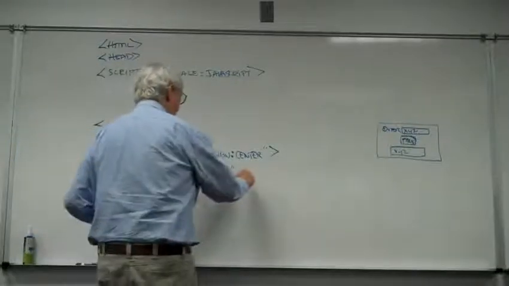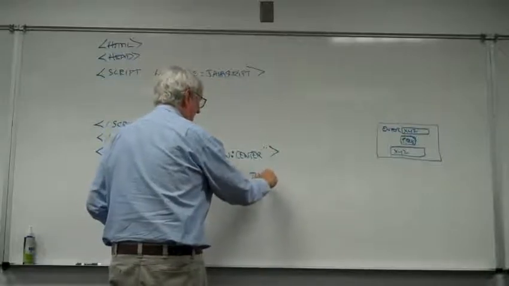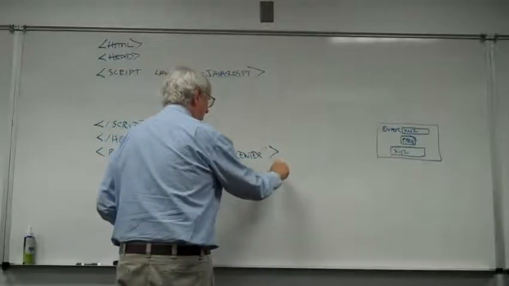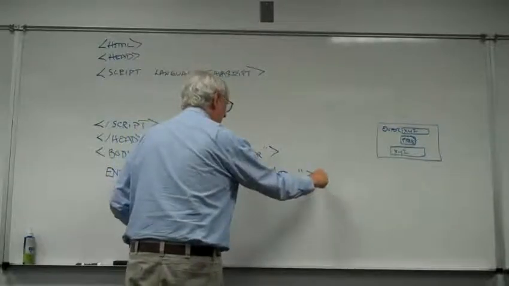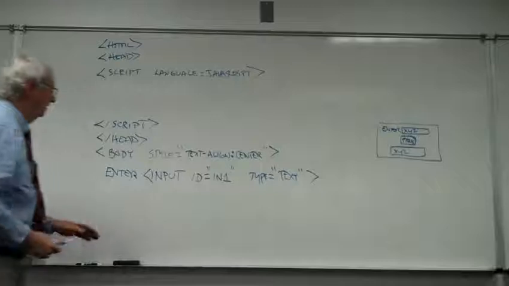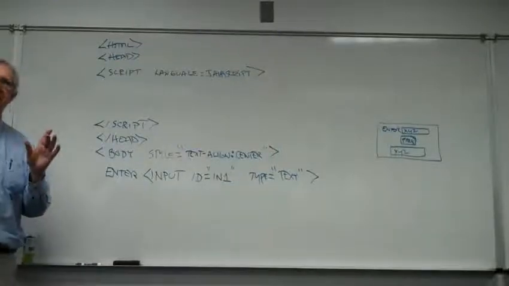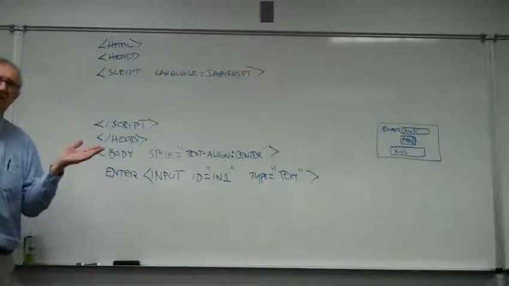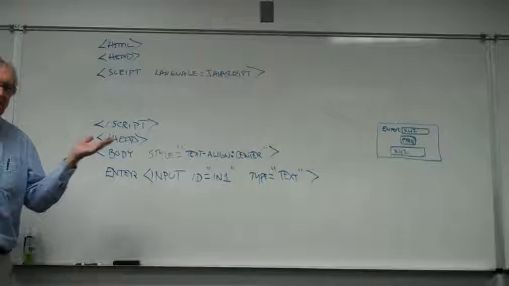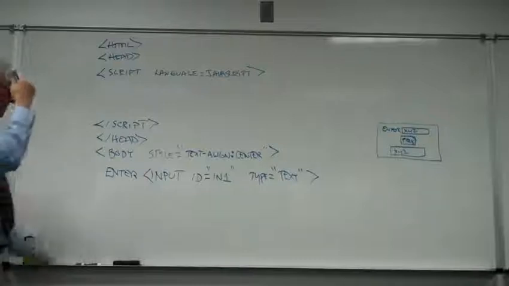Then you say type, space right here, type equals, quote, text, unquote. Like so. And there it is. It's that simple. That will create a little box for you. I haven't talked about the size of the box yet, but don't worry about that. It has a default; maybe it'll let 20 letters in or something like that. It's just a little box. So that's step number one.